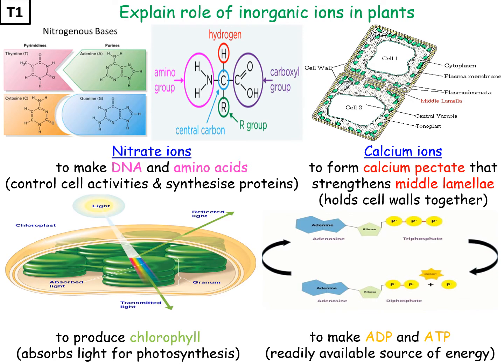Calcium ions are used to form calcium pectate, and this strengthens the middle lamella to hold the cell walls together. Magnesium ions are used to produce chlorophyll so that light energy can be absorbed for photosynthesis. And phosphate ions are used to make ADP and ATP, which are the readily available sources of energy.